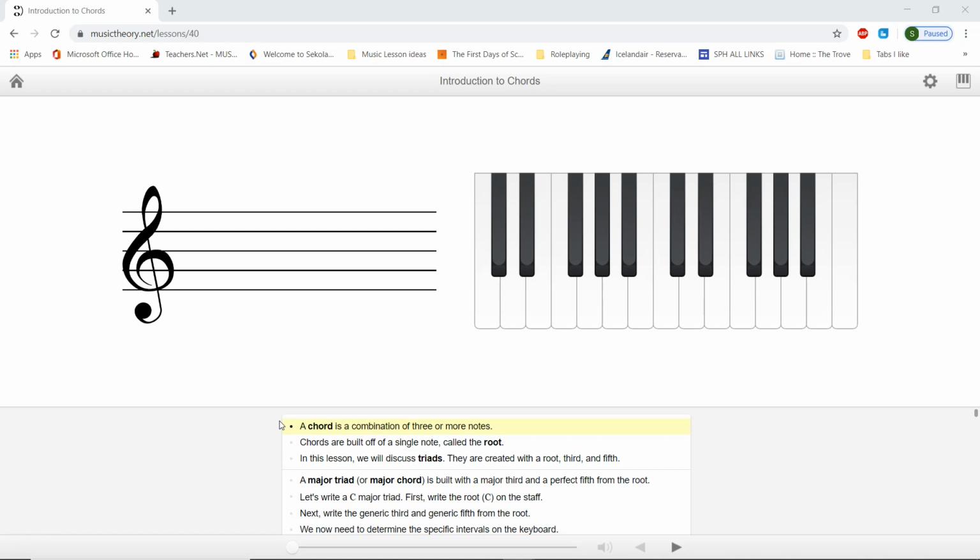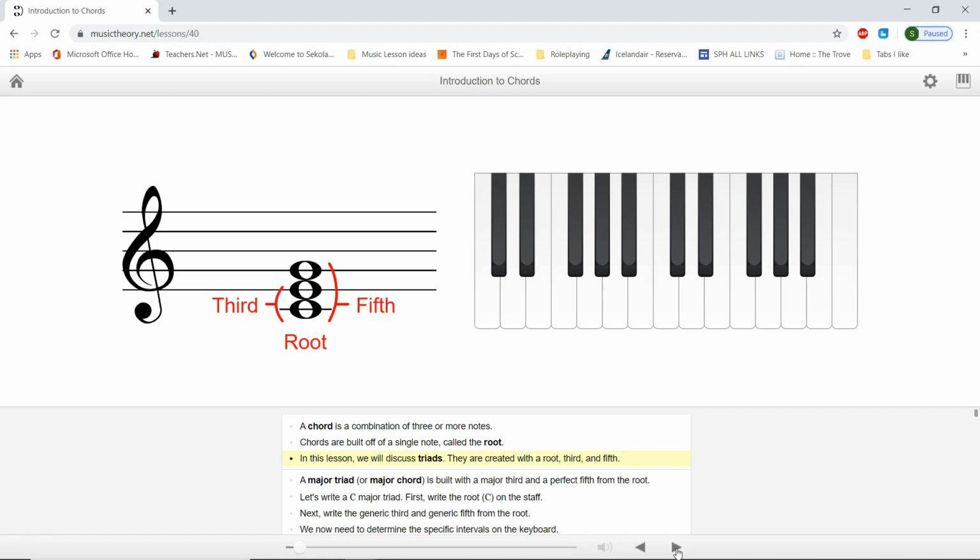So, basic definition of a chord. A chord is a combination of three or more notes. Chords are built off of a single note called the root. The root is the name of the chord as well. So in this lesson right now, we're going to talk about triads. Every triad is created with a root, a third, and a fifth.